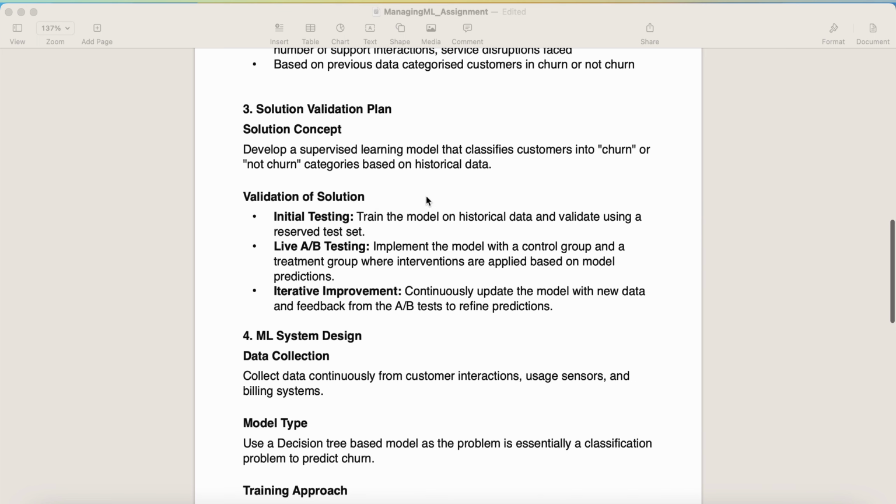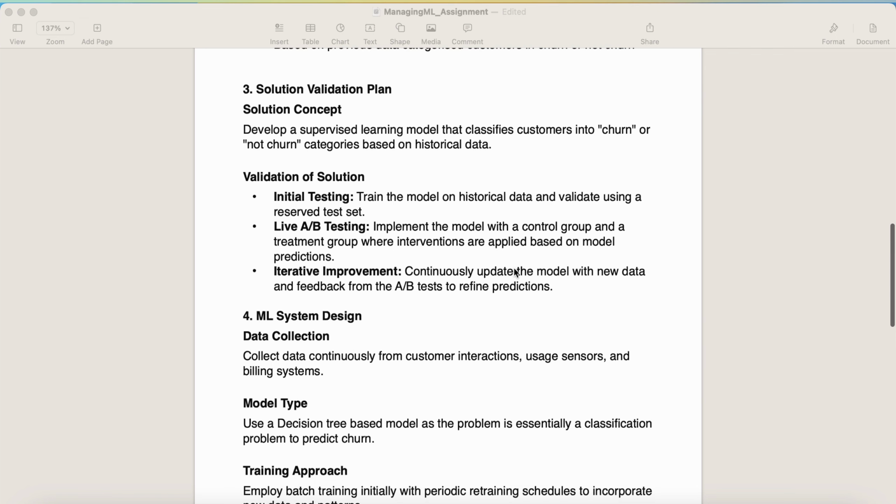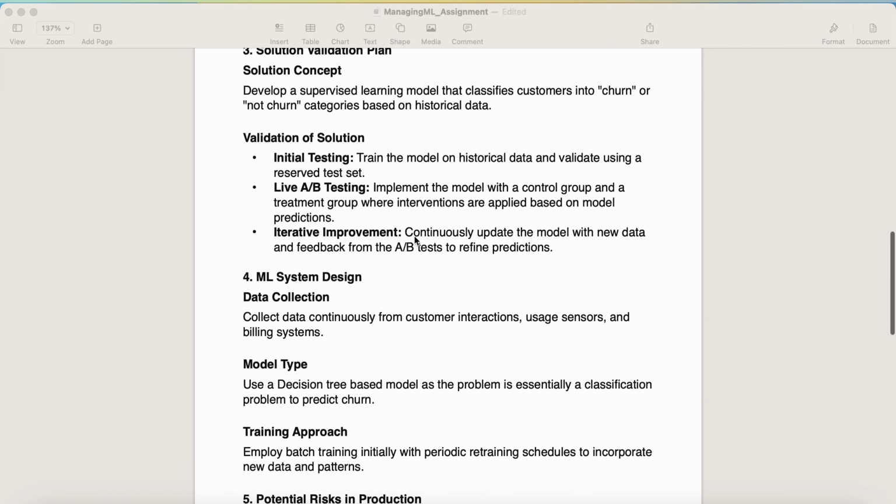And how do we validate the solution? We can train the model on the historical data that we already have, then have a test set, and then validate. We can do live A/B testing: implement the model with a control group and a treatment group, where interventions are applied based on model predictions. And then from there on we can use iterative improvement to continuously update and refine the model, right?